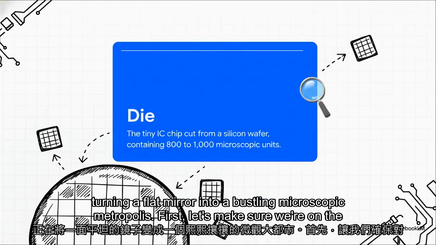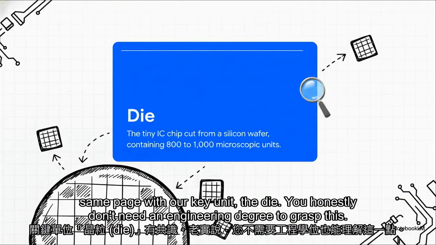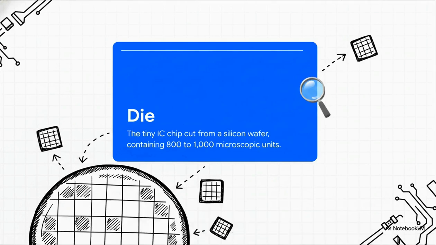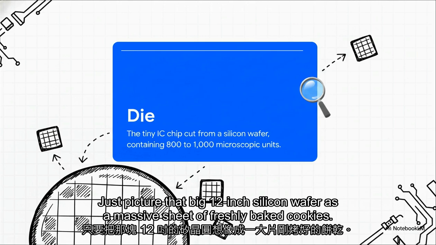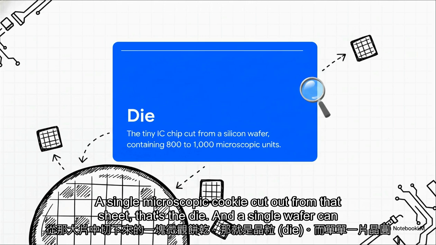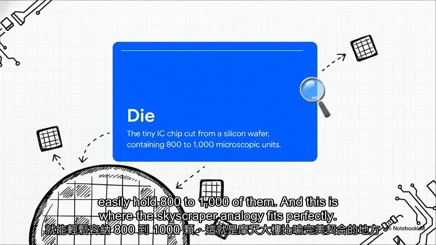First, let's make sure we're on the same page with our key unit, the die. You honestly don't need an engineering degree to grasp this. Just picture that big 12-inch silicon wafer as a massive sheet of freshly baked cookies. A single microscopic cookie cut out from that sheet, that's the die. And a single wafer can easily hold 800 to 1,000 of them.